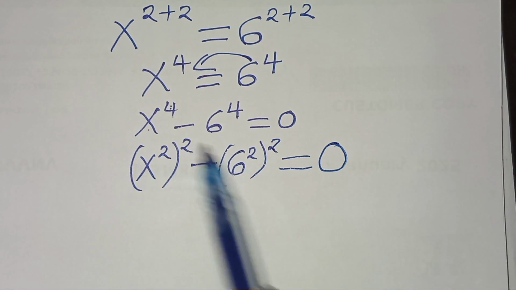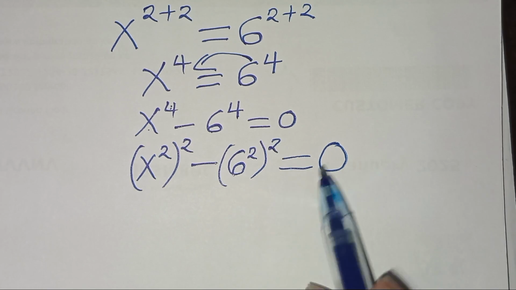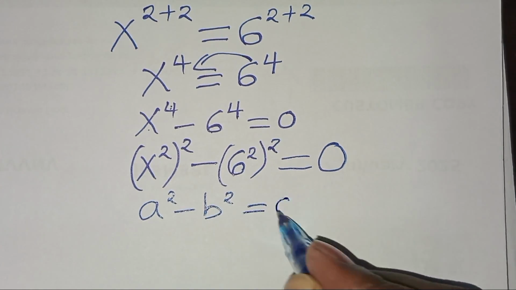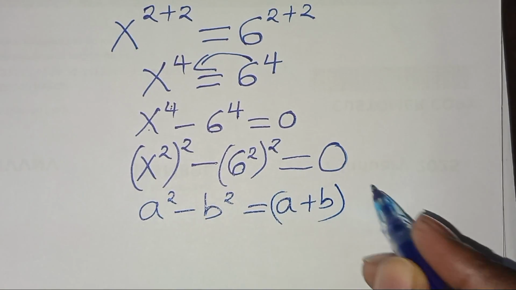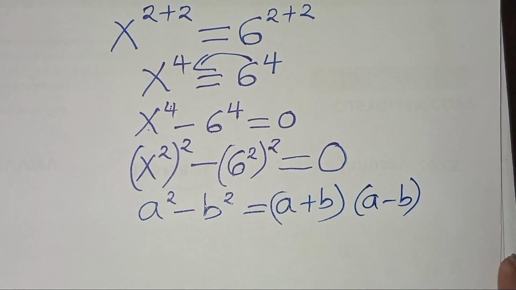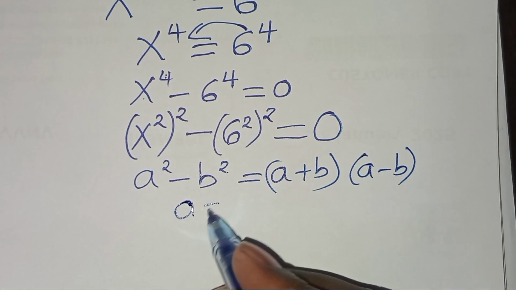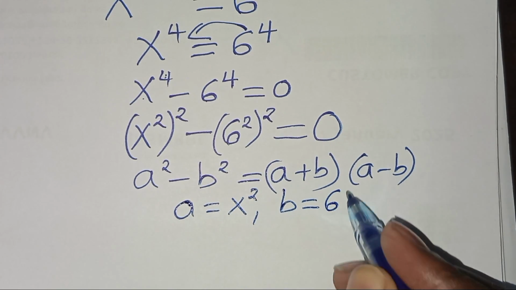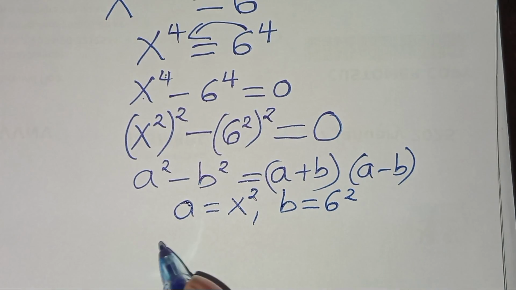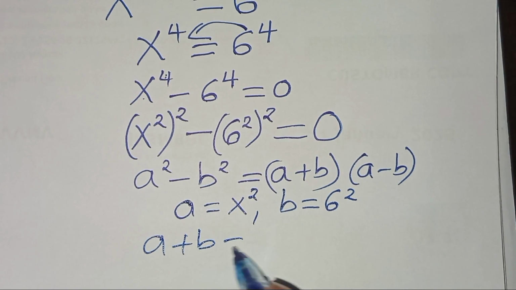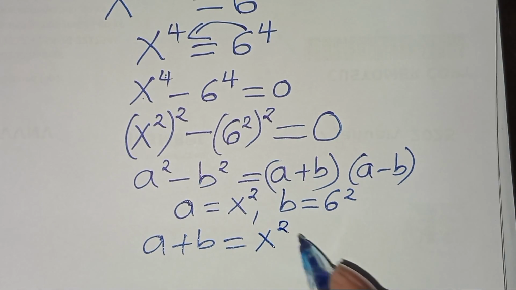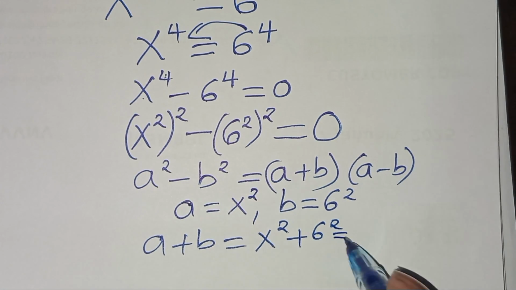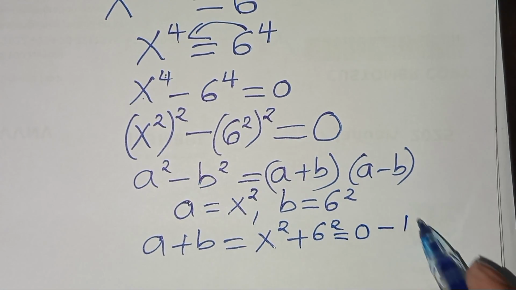Now x to power 2 squared subtract 6 to power 2 squared, this is in the form of a squared minus b squared, which we can express as a plus b, a minus b. In this case, a is equal to x squared and b is equal to 6 squared. Therefore, a plus b, this is the same thing as x squared plus 6 squared, this is equal to 0. Let's call this equation 1.